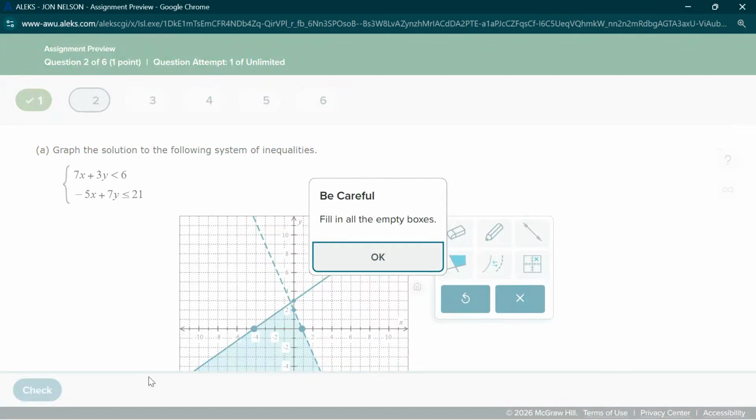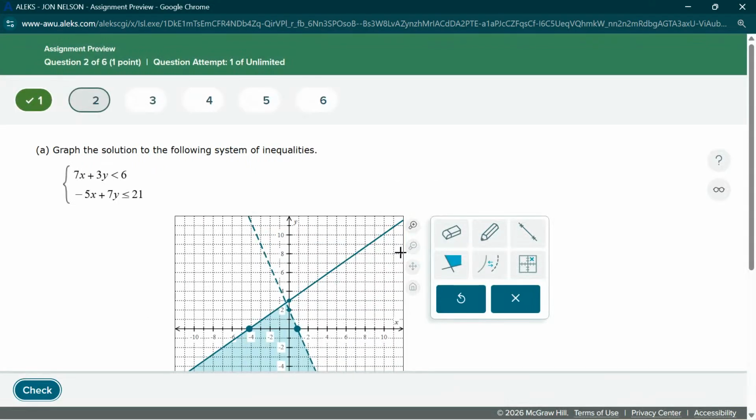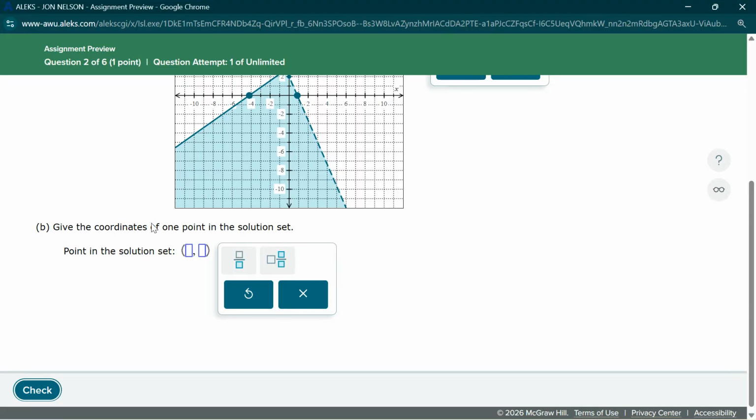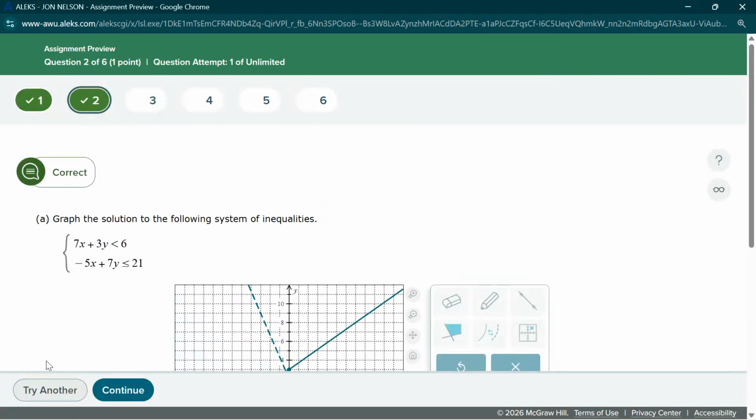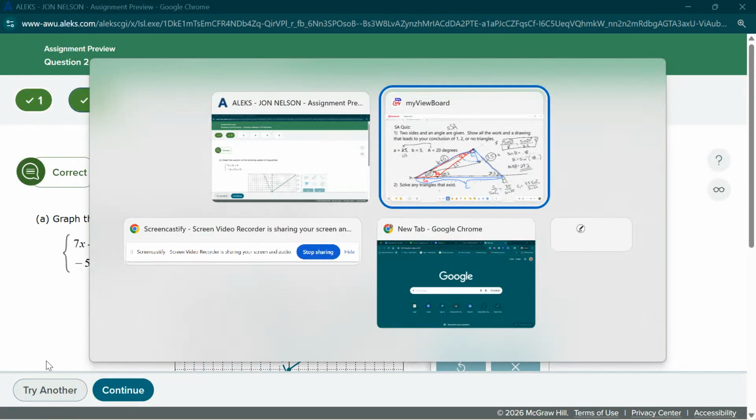I check it. Uh-oh, fill in the empty boxes. Wait, what are they talking about? Oh, down here it says give a coordinate to one of the points in the solution set. Oh, well, I could pick any point down here in the shaded region. How about the origin? The origin works for both of them. So I put 0 there, and I put 0 there. I hit check. Okay, so that's how we're doing today's homework right there.